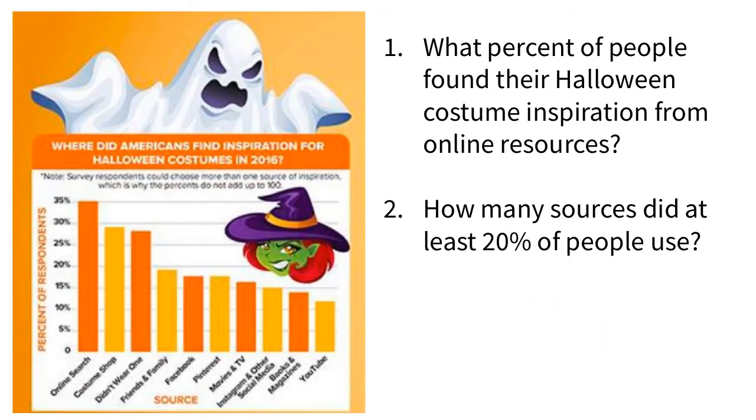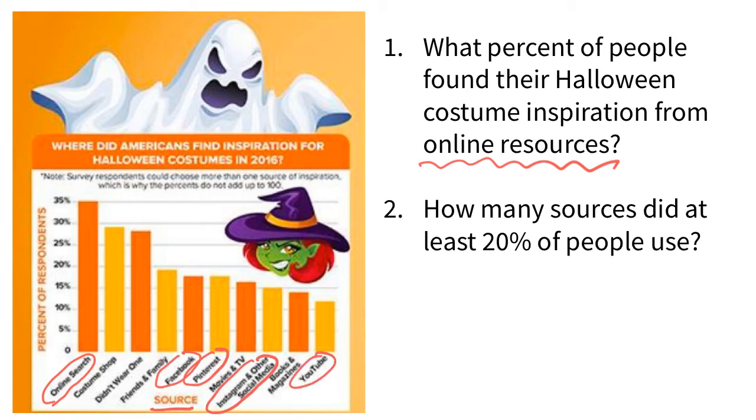Let's look at this next graph. This graph shows where Americans found inspiration for their Halloween costumes in 2016. The first question says, what percent of people found their Halloween costume inspiration from online resources? So I need to look at the x-axis of this graph where it says source, and I need to determine which of these are online resources. Well, this one says online search, so that's definitely an online resource. This one says Facebook, which is online, Pinterest, which is online, Instagram and other social medias, and YouTube.